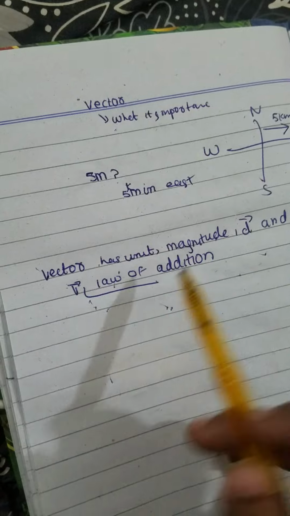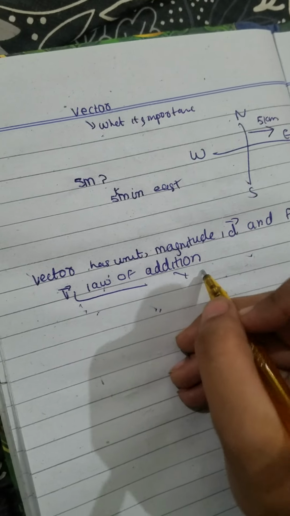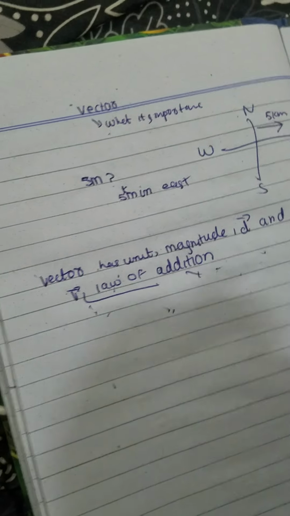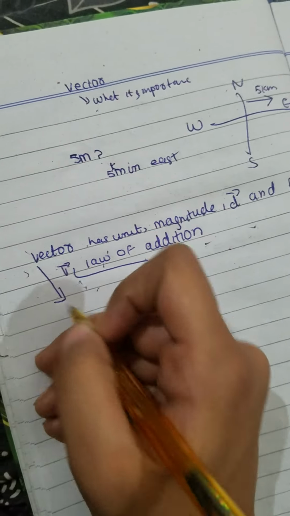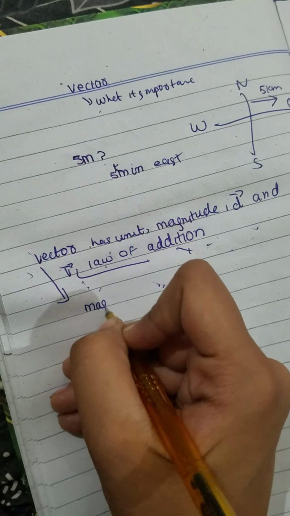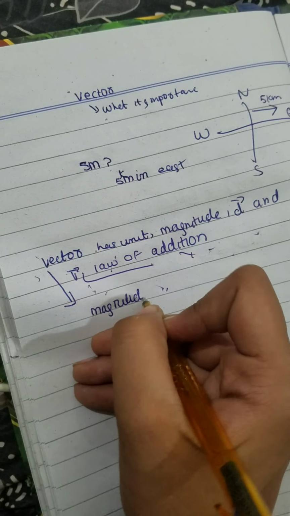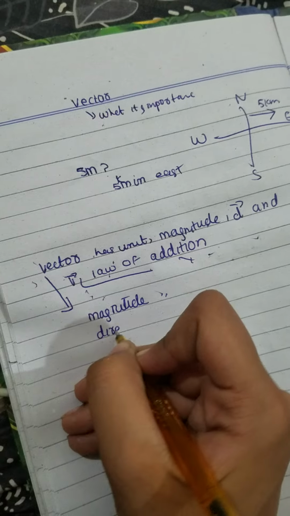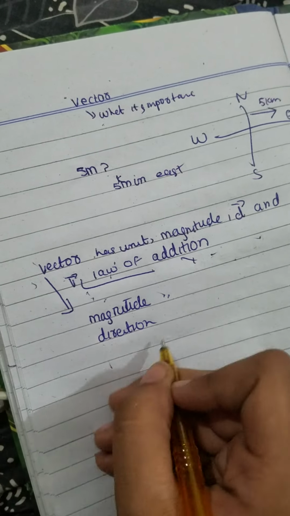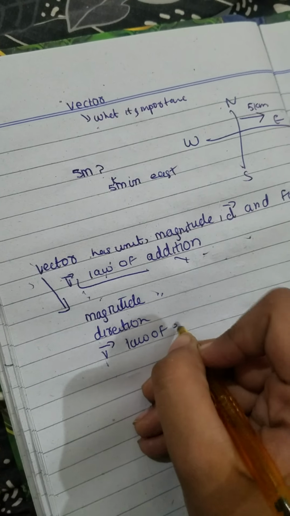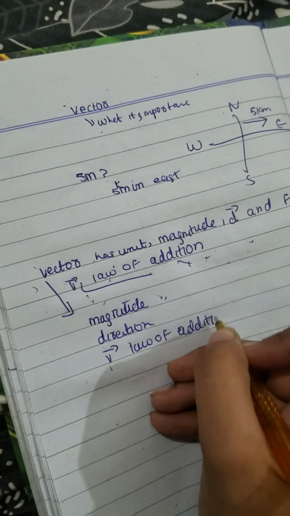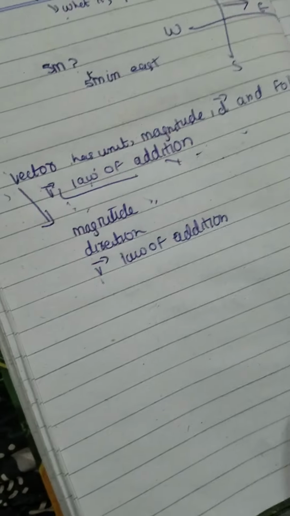Now we can discuss what the laws of vector addition are. For example, the parallelogram law, triangle law, polygon law, and there are a lot of laws that we'll be discussing later on, right? So for a vector, what's needed? Magnitude, direction, and yes, the vector law of addition, right? This is an important thing.